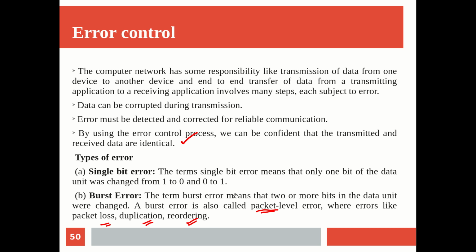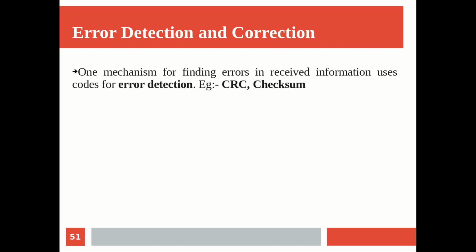Now, when it comes to error detection and correction, as I already told you, one of the simplest mechanisms for finding errors in the received information uses the so-called error detection codes. The cyclic redundancy check (CRC) is something that you studied in your data communication classes, and checksum is another method that we may see in the subsequent discussion. So these two are well-known examples of error detection codes.